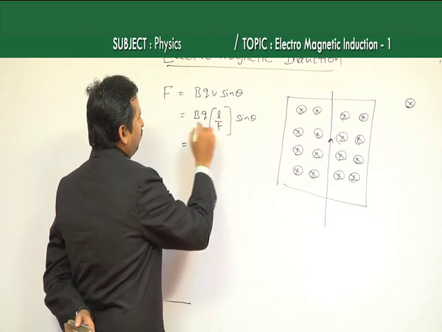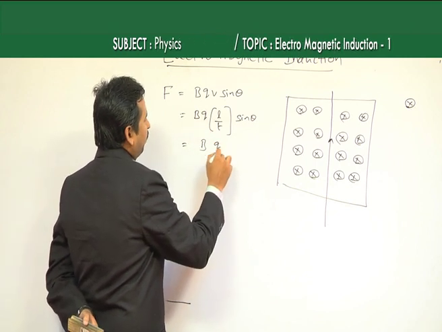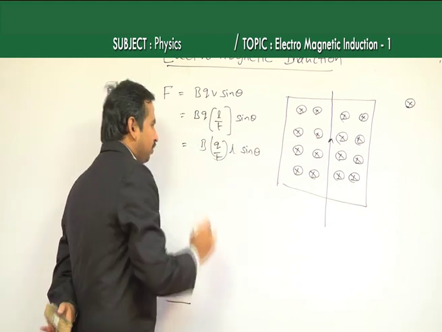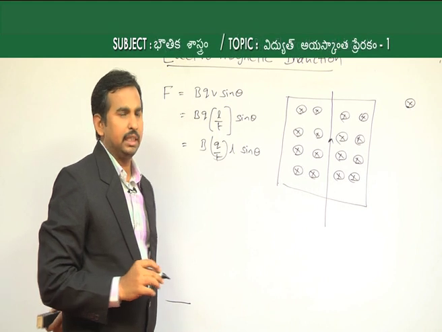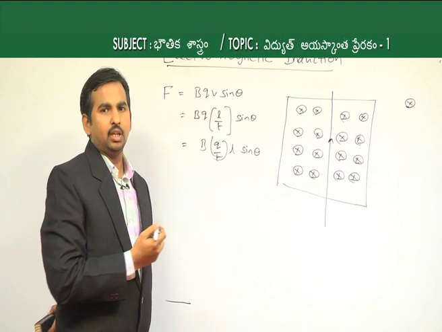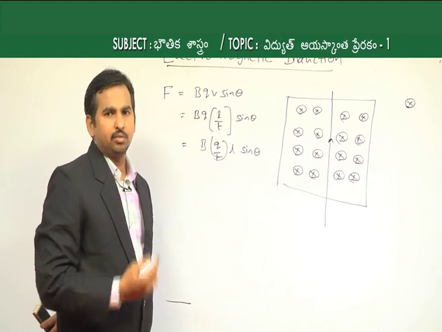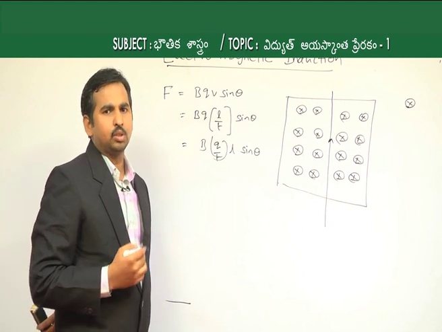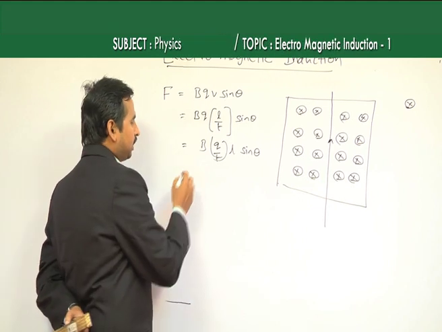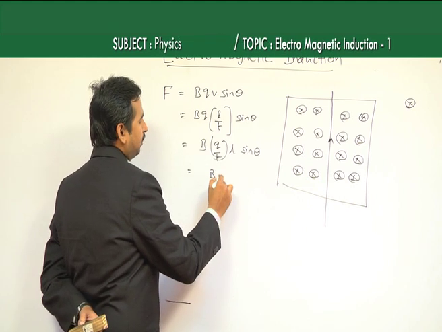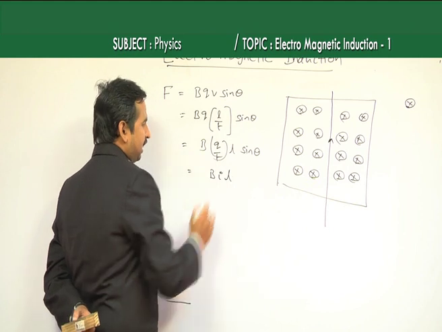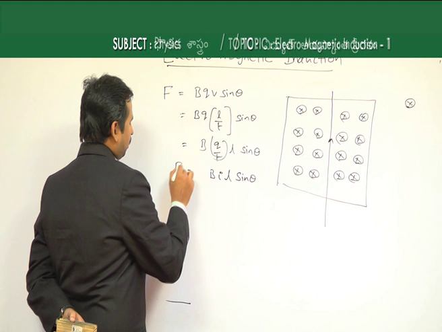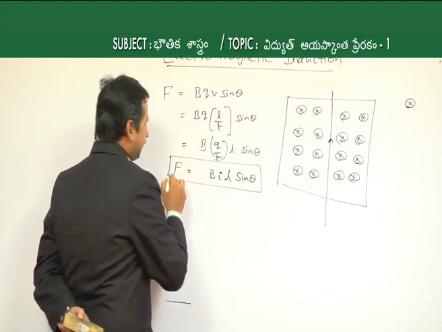Then F is equal to B into Q by T into L of sin theta. Here Q by T is nothing but the charge in the given time, which is called the rate of flow of charge, and we know that is called electric current. So we can write this equation as BIL sin theta. F is equal to BIL sin theta.